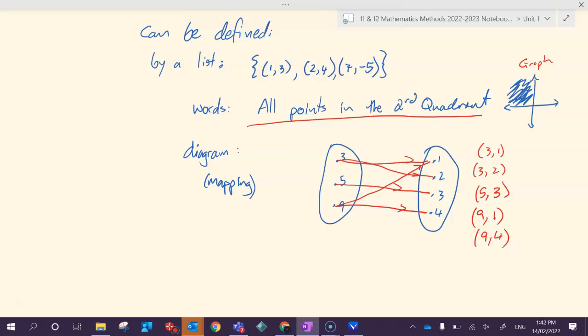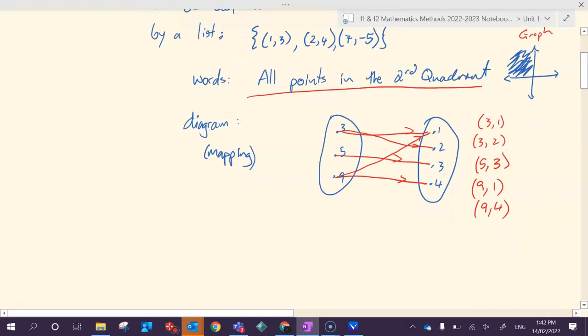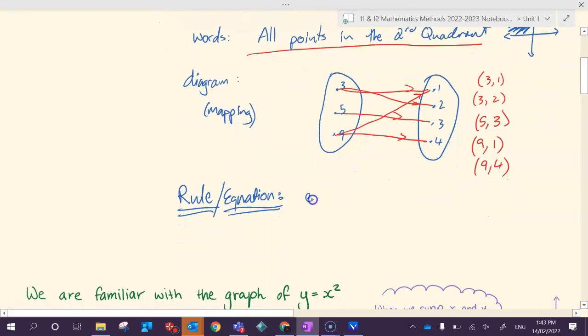What's the most normal way that we see relations defined? We've got list, words, diagrams, whether that's a mapping or a graph. But the most common way is by a rule. And in particular, an equation. And this is the sort of relation that you've been dealing with for a bunch of years now and just haven't realized.